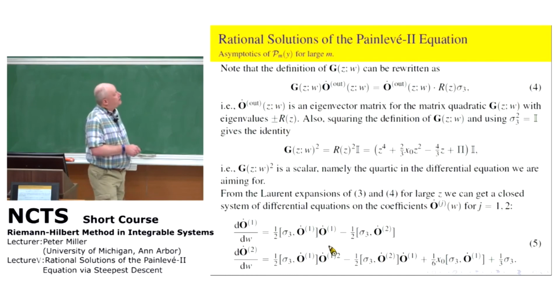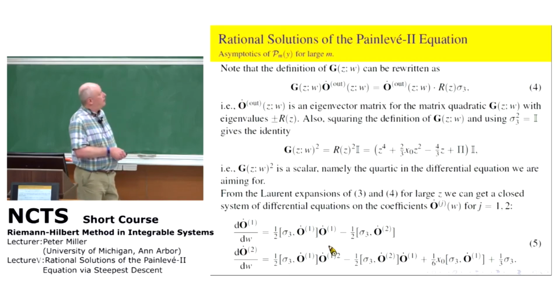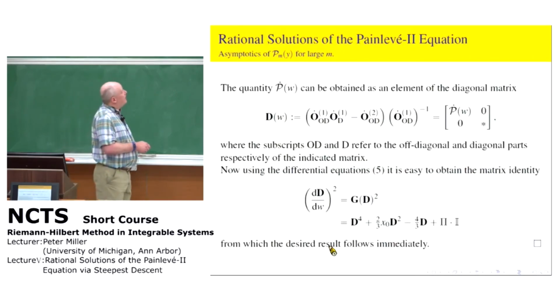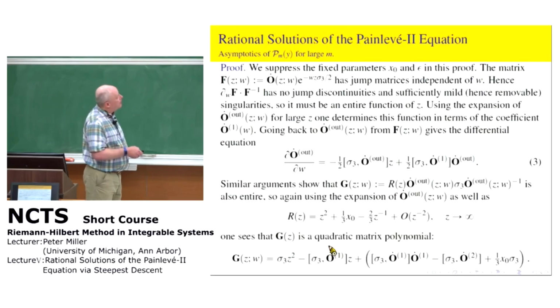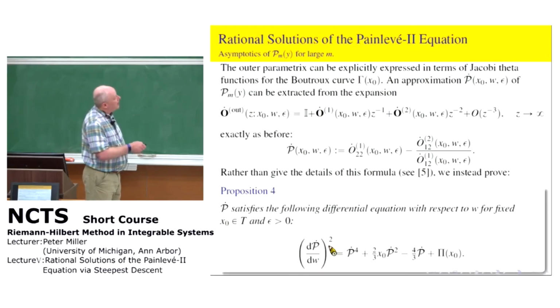Okay, so from the Laurent expansions of this identity for g, and then also the Laurent expansion of O for large z, we get a closed system of differential equations on these coefficients O dot 1 and O dot 2. So now the O has disappeared, the g is gone, and we just have a closed system on O dot 1 and O dot 2 with respect to w. Now the quantity that we're interested in, this P dot out, that's built out of the O dot 1 and the O dot 2. Maybe I'll remind you of that formula here, right? So this is the thing we're looking at, those elements.